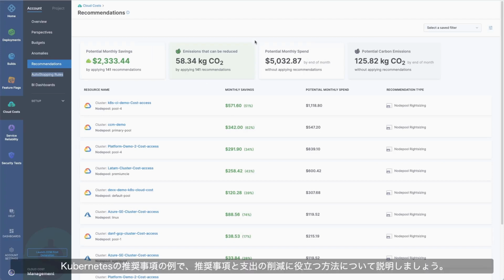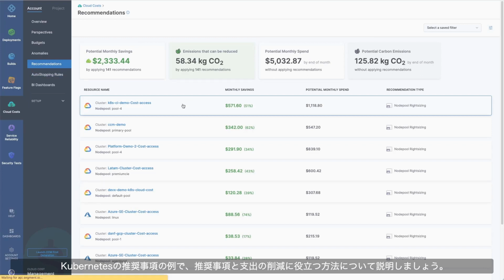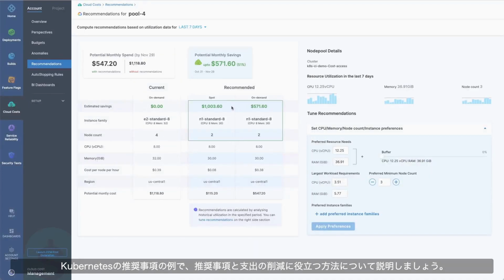Talking about recommendations and how we can help you reduce your spend, let's have a quick look at an example of a Kubernetes recommendation. So in this example, we have a cluster, the K8 CI demo. This is one of their node pools, pool 4. We can see the current configuration on the left-hand side. We have our recommended configuration that's based on the real-world needs of this cluster.